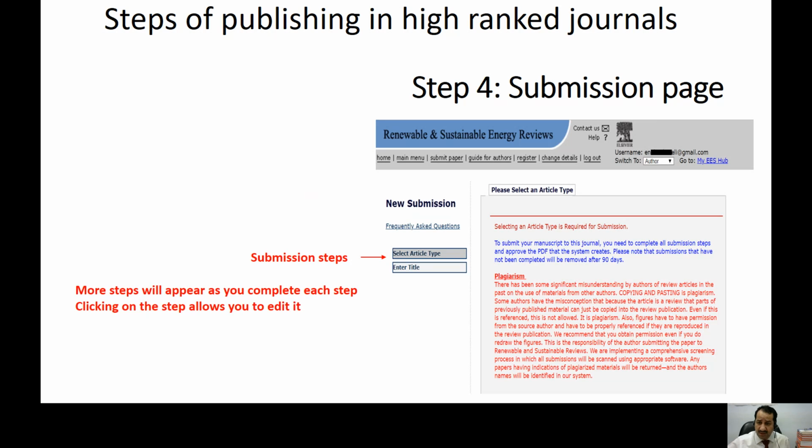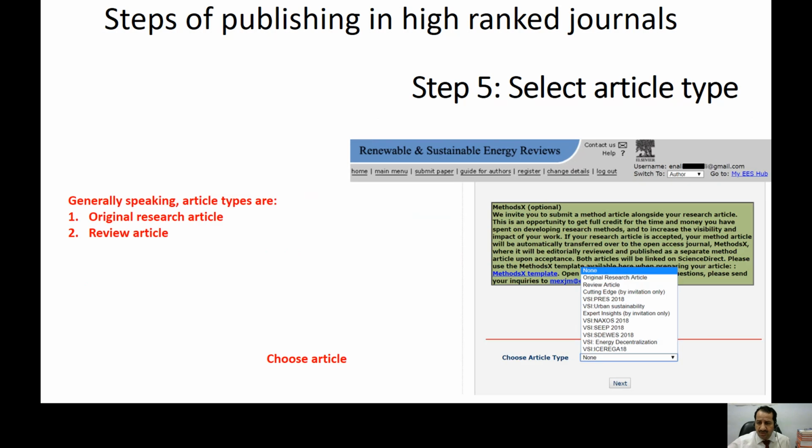It could be a review, it could be original research, it could be a short letter, and so it could be part of, we want to publish it in a special issue offered by the journal, and so on. You need to check this. You see here, original research article, review article, and so on.